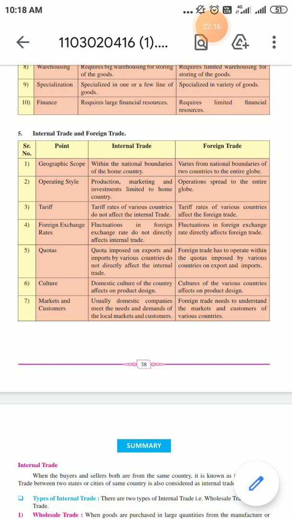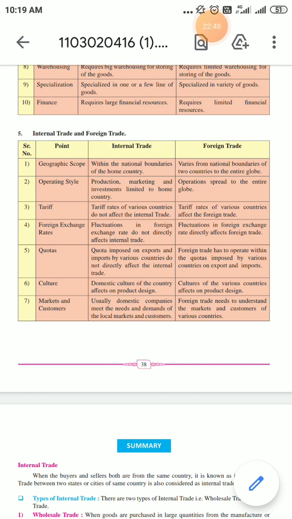Next is market and customers. Domestic companies meet the demand of the local market and customers. They will design a product according to the people who are there in India. Whereas foreign trade needs to understand the market and customers of various countries, because here various countries are linked with the foreign trade. So this is the difference between internal trade and foreign trade.